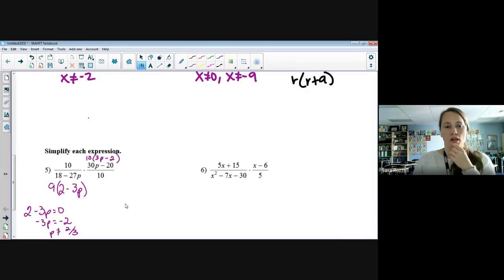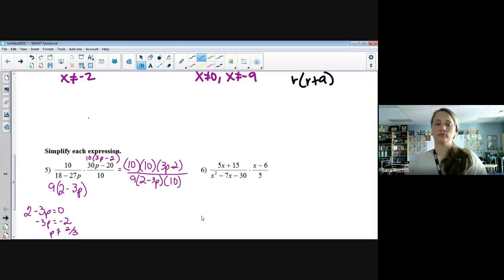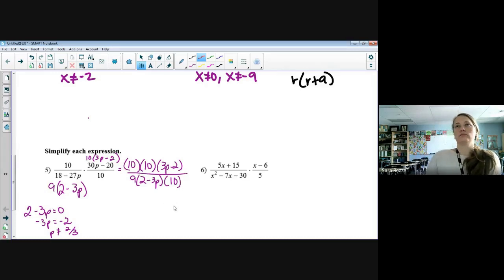Okay. All right, does anybody see something that can cancel? I'll write this a little bit clearer over here. So we've got 10, another 10, a 3p minus 2, a 9, a 2 minus 3p, and a 10. Do we see something that can cancel out for sure? Is there a number that's the same? Good, we can get rid of our 10. 10 and 10. You can't do 2 for 1, it's just 1 for 1.